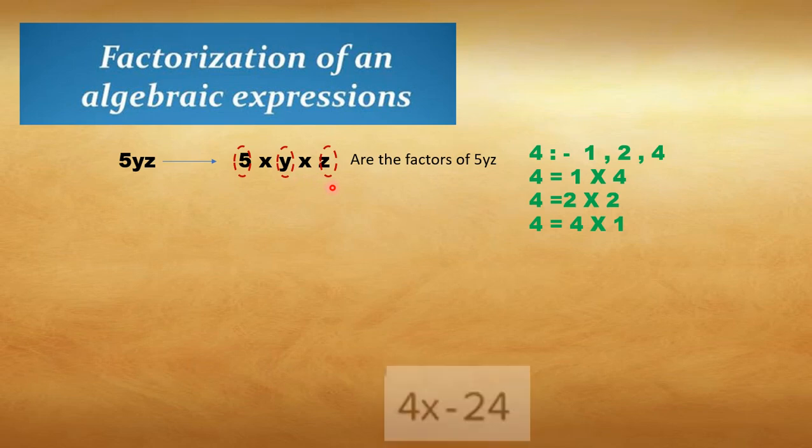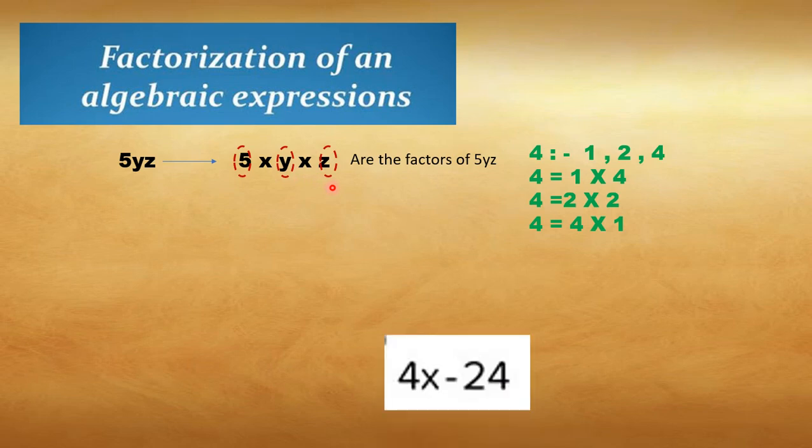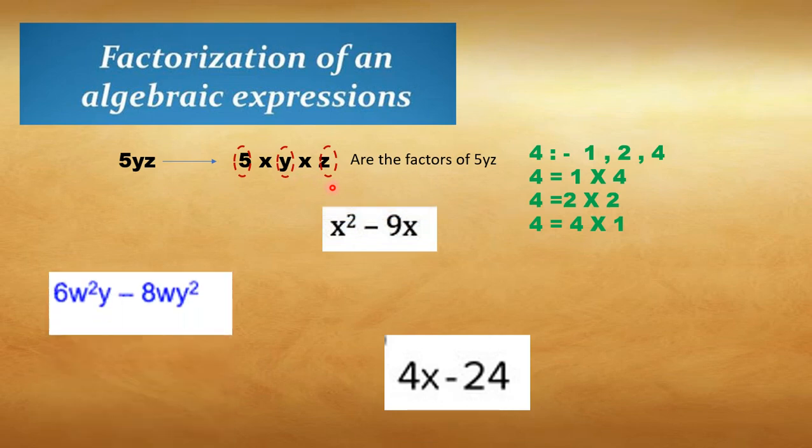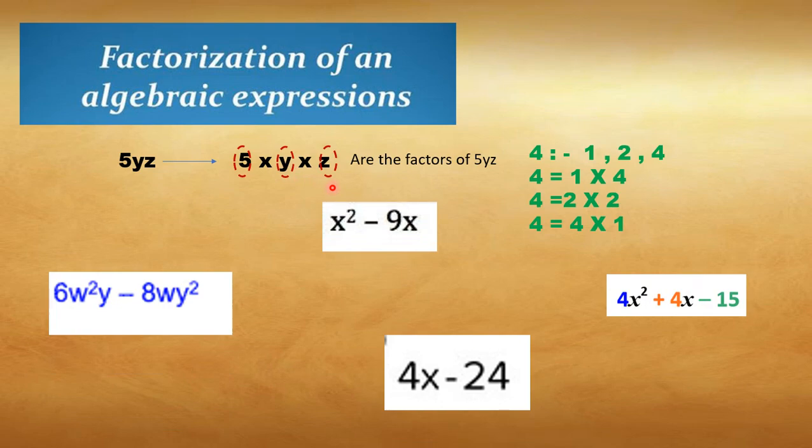Clear? Now let us take 4x minus 24, x square minus 9x, 6w square y minus 8w y square, and another example. All these four given here are algebraic expressions. Now, are we able to find the factors of these algebraic expressions? Yes, we are able to find the factors of algebraic expressions. Let us learn how to find the factors of these algebraic expressions.